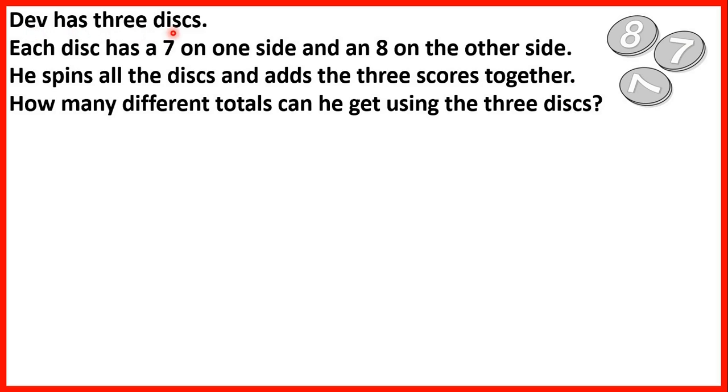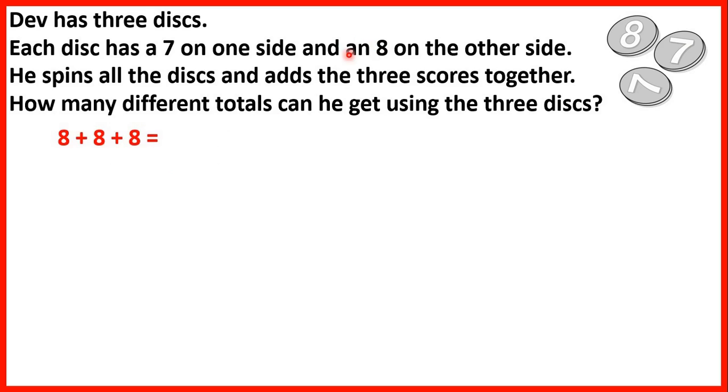Dev has 3 discs. Each disc has a 7 on one side and an 8 on the other side. He spins all the discs and adds the 3 scores together. How many different totals can he get using the 3 discs? So let's think of the different totals that he might get.